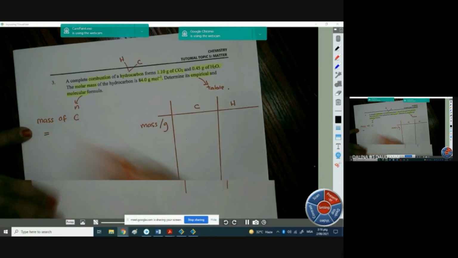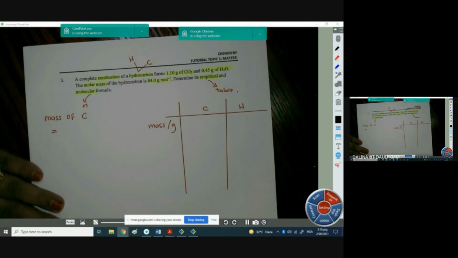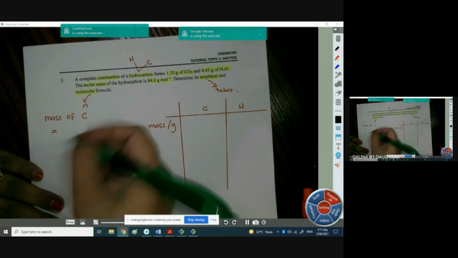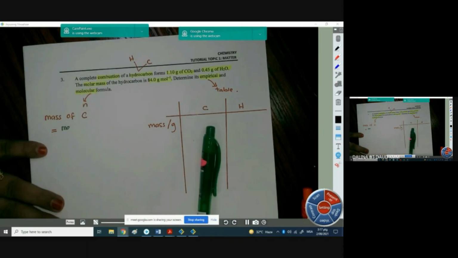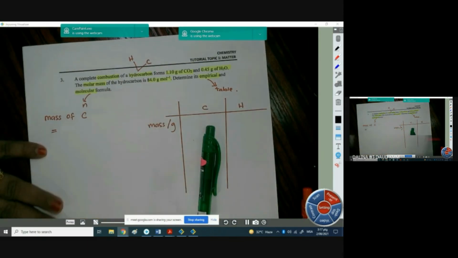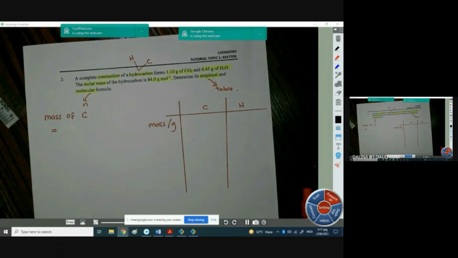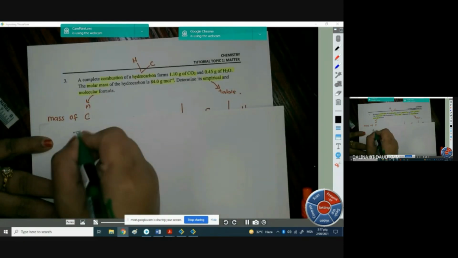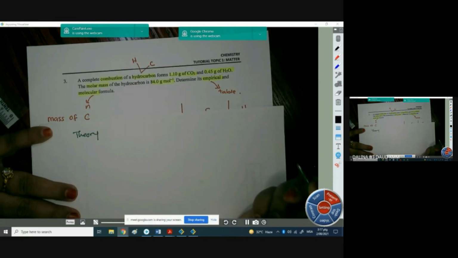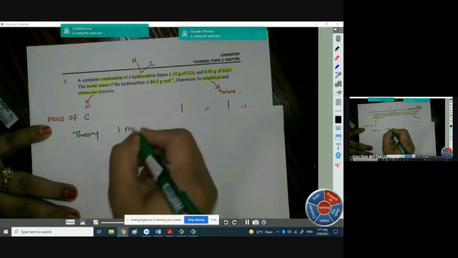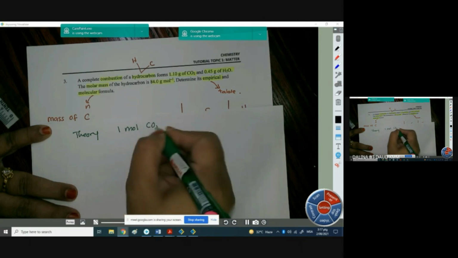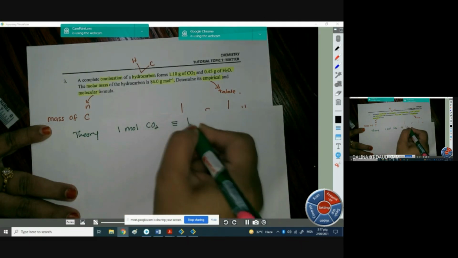Okay, yang paling mudah you hafal lah. Yang hafal ialah mass of... okay, saya cerita dulu. In terms of theoretical, we know 1 mole of carbon dioxide, it has 1 mole of carbon. Is it true?